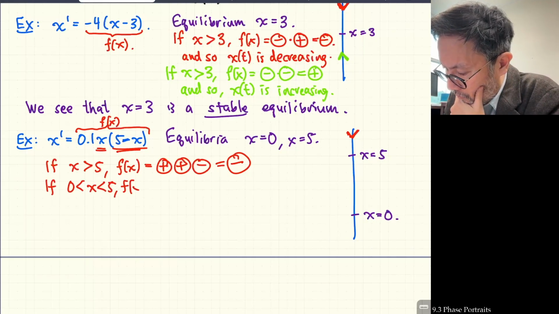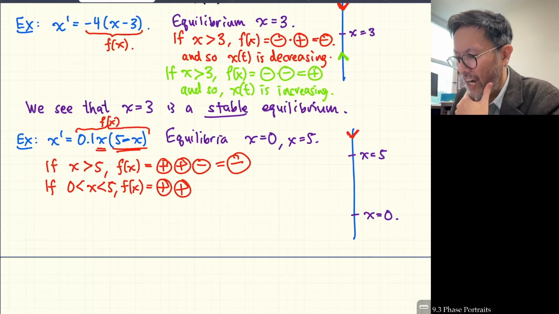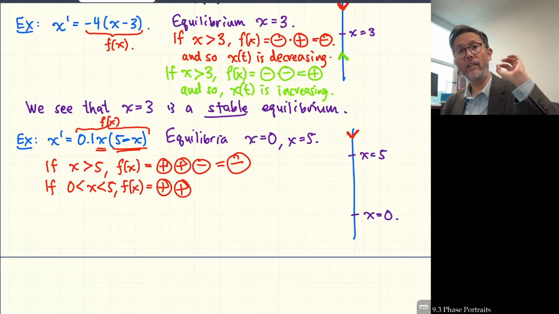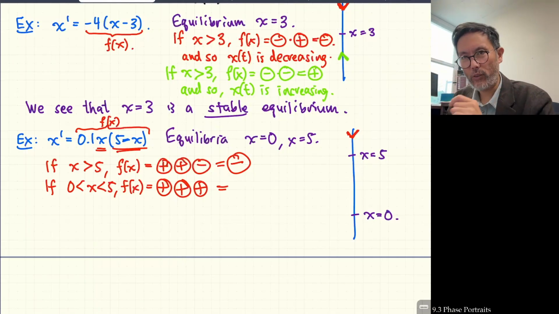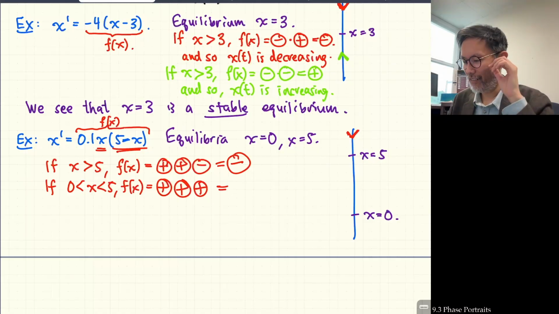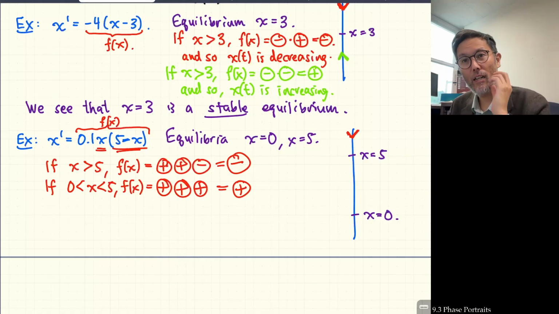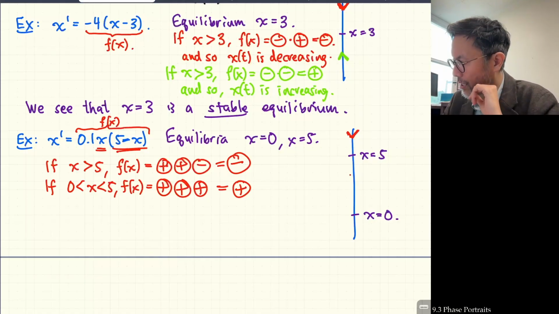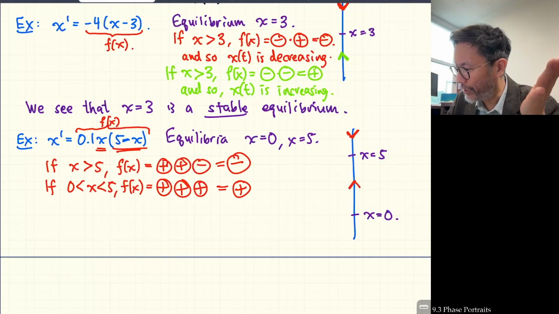If x is between 0 and 5, then what can we say about f of x? Well, again, 0.1 is positive, x is positive, and 5 minus x now is positive. Look, three communion wafers right in a row. And we're, again, equal to positive. So in other words, we're increasing now. So I should draw an upward arrow here.